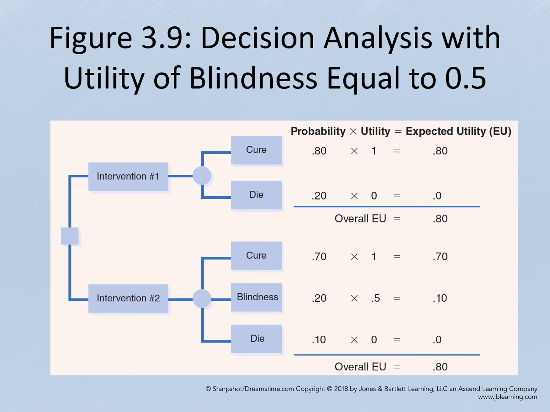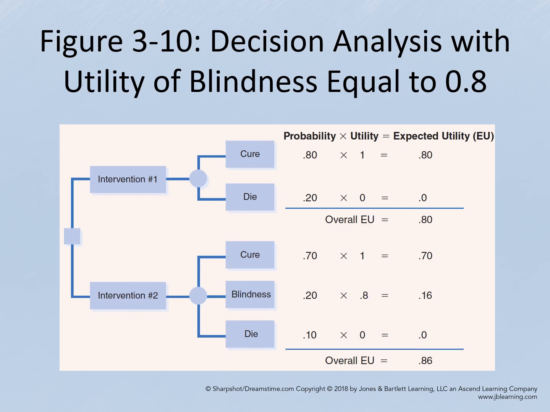But currently for intervention number 2, the cure 0.7 gives an expected utility of 0.7. Based on the current utility of 0.5, blindness becomes 0.10, and the 0.10 times 0 for death makes it 0. So there's an expected utility of 0.80. And now we have to make the decision. Both of the expected utilities of intervention 1 and intervention 2 were the same. So now we look at what if he had an increased utility of 0.8.